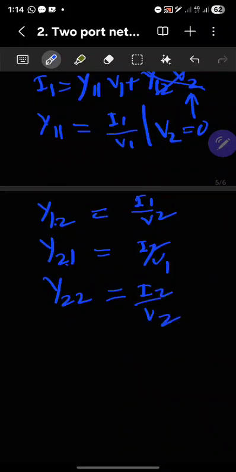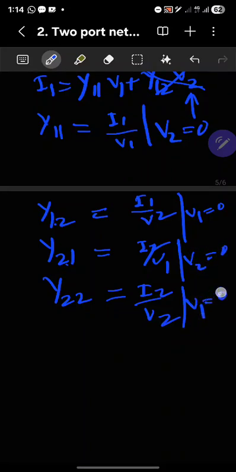So these are the parameters, and what should be 0 we already know. Here this is an admittance parameter, so voltage will be 0. Here V2 is already there, so V1 will be 0. Here V1 is there, so V2 will be 0. Here V2 is there, so V1 will be 0. So these are the conditions, easy to remember.